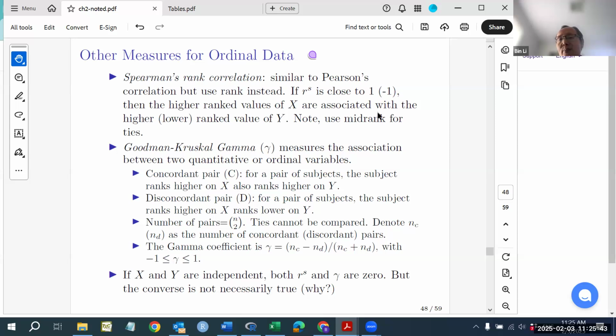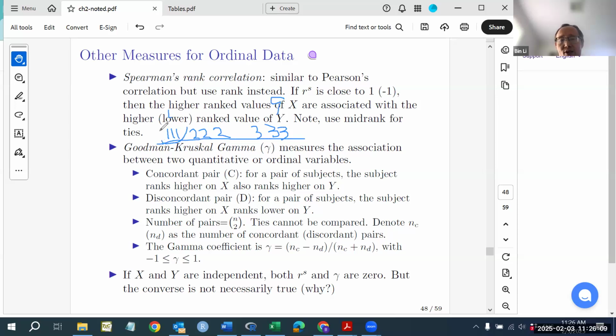Okay, so what does mid-rank mean? Let's say we have three 1s, three 2s, three 3s, and put them in the rank. So we have 9 observations, right? So we should have rank 1 through rank 9.